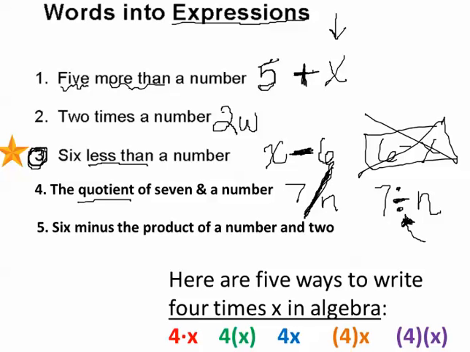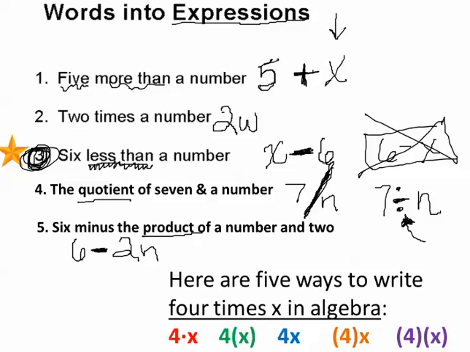Number 5, 6 minus the product of a number and 2. Now this one goes this direction, unlike number 3, which says less than. That's why I say when you hear those words less than, you need to really pay attention. So this one is still read and write, goes in the correct direction. 6 minus what, I ask myself? Minus the product. What's product? Multiplying, right? Yes. The product of what? The product of a number and 2. So I'm going to say 6 minus the product. Product of what? Some number and 2.